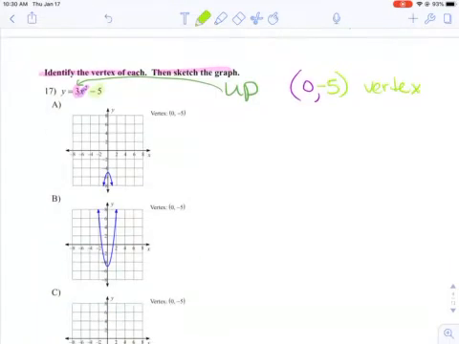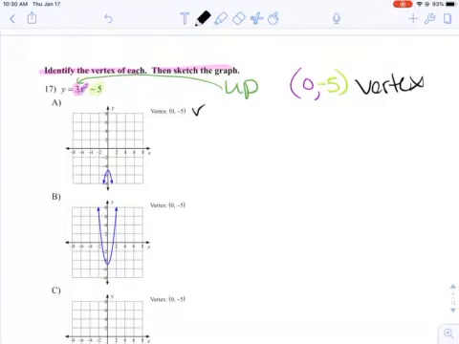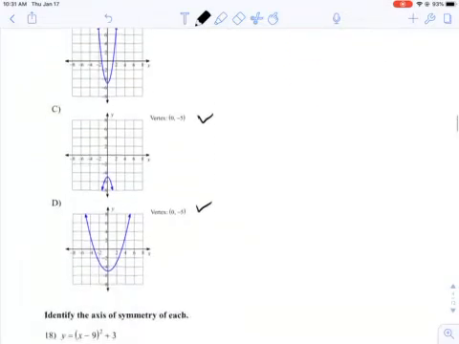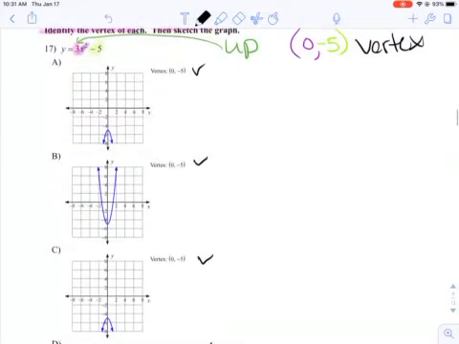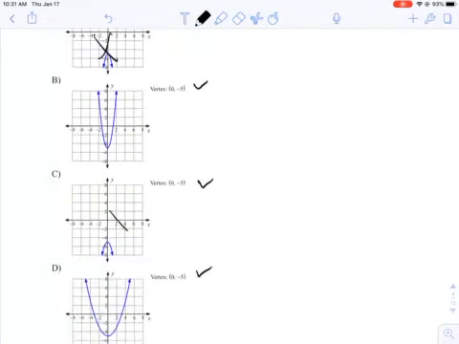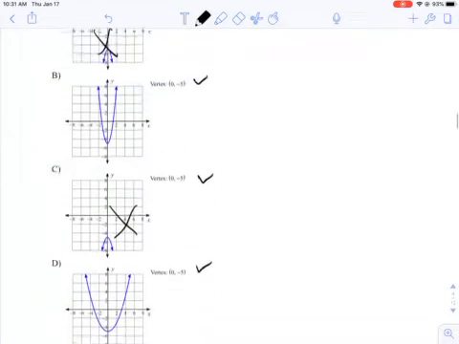So let's see who has the vertex. Let's do that in a different color. So the vertex, this guy has the right vertex, this guy has the right vertex, 0, negative 5. Actually, they all have the right vertex. So far, we have the right vertex on all of them. We know that it's going up, so this guy can't work out. This guy can't work out. So we only have 2 that can work out.